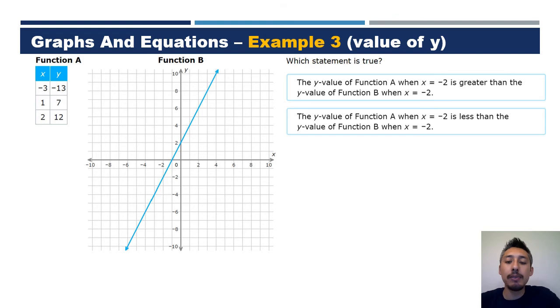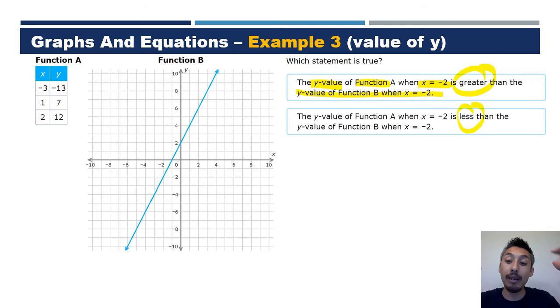This is the last type of example that we're going to do together. As you can see, it's asking us to compare the y value of function A when x is equal to -2 and determine if it's greater or less than the y value of function B when x is equal to -2. It is going to take a little extra work, especially for this table.